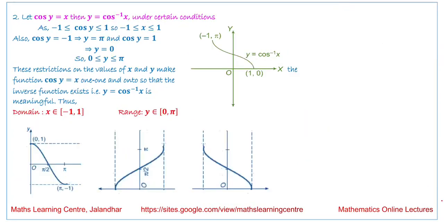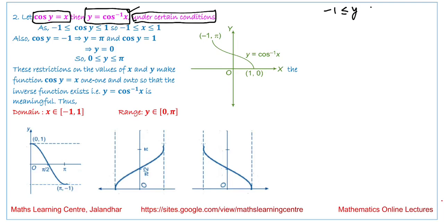The next function we are talking about is the inverse function for cos. Let cos of y is equal to x, then y is equal to cos inverse of x. We are talking about the inverse function of cos. It is again defined under certain conditions, and those conditions we can calculate from this value. We are saying that minus 1 is less than or equal to cos y, which is less than or equal to 1.